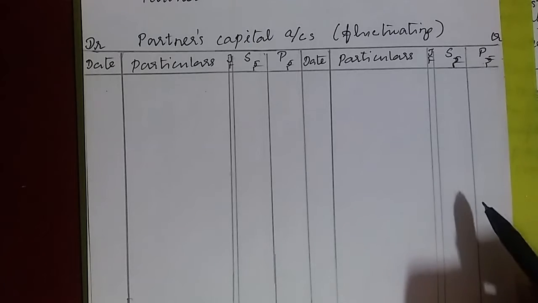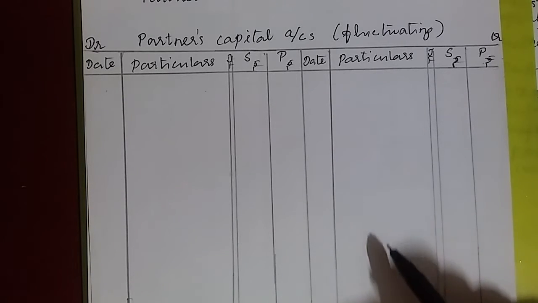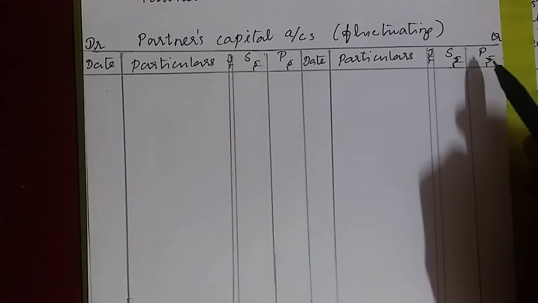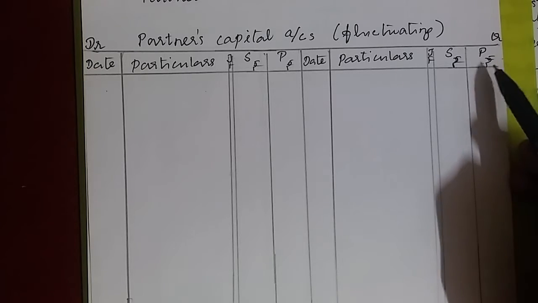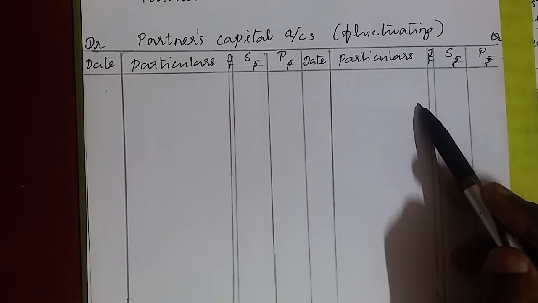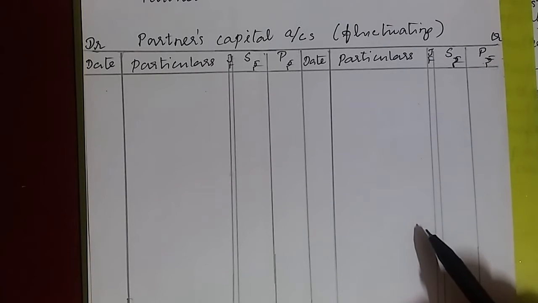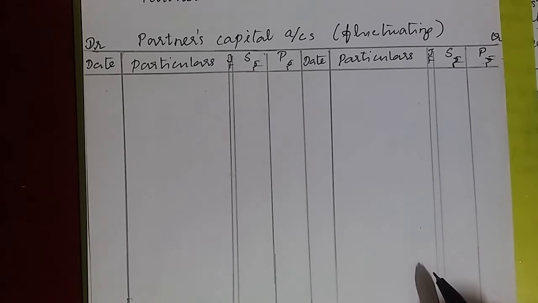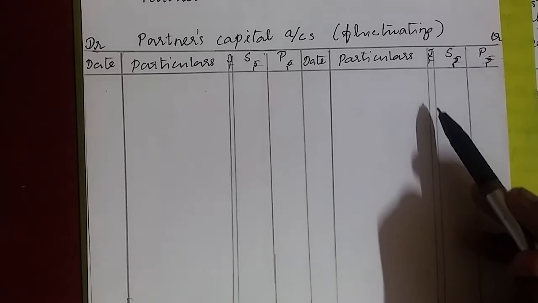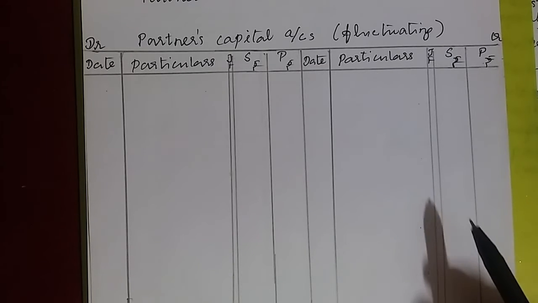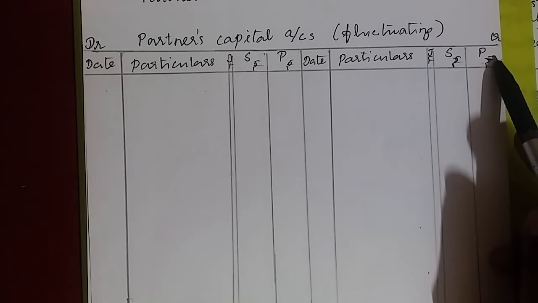Shall we do this and recall? Here all the incomes of the partners. What are the incomes of the partners? Interest on capital is an income to the partner. Salary is an income to the partner. Commission is an income to the partners. And share of profit from the P&L appropriation is an income to the partners. All these values we enter here on the credit side.